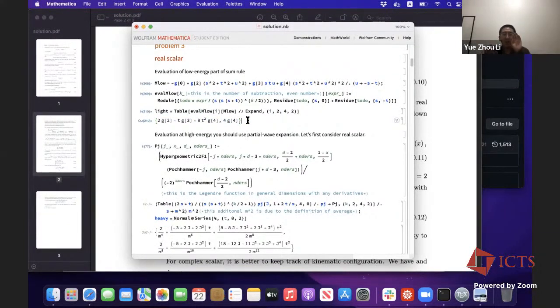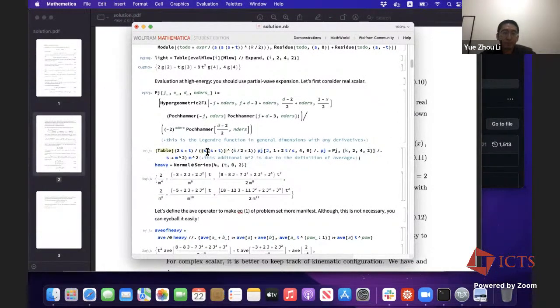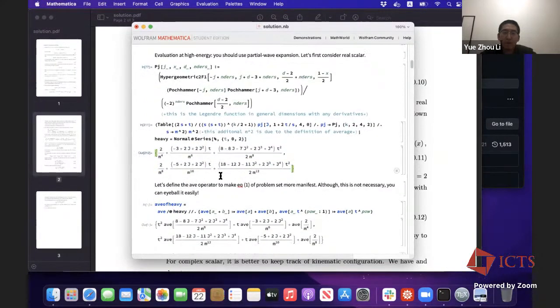So you find we have two places, and both of these contain the same information, that is G4. That means we can cancel G4 and establish a null constraint. And this is indeed true. So let's do this game. For the heavy part, we have the spin 2 sum rule and the spin 4 sum rule. And we can of course read off the coefficients of t, because we expanded around the forward limit.